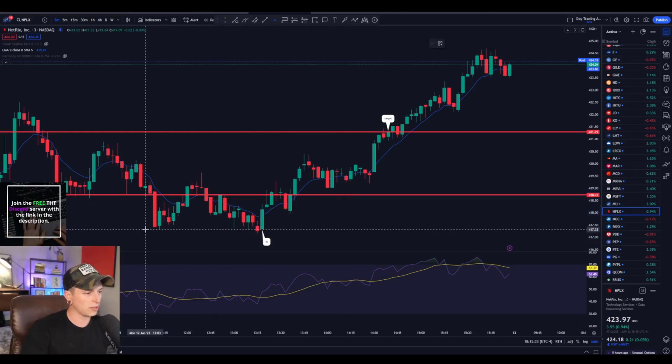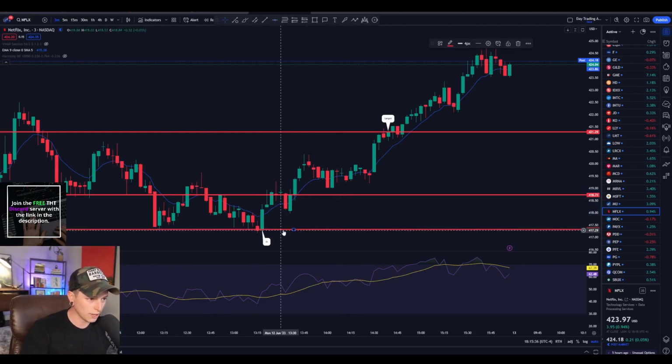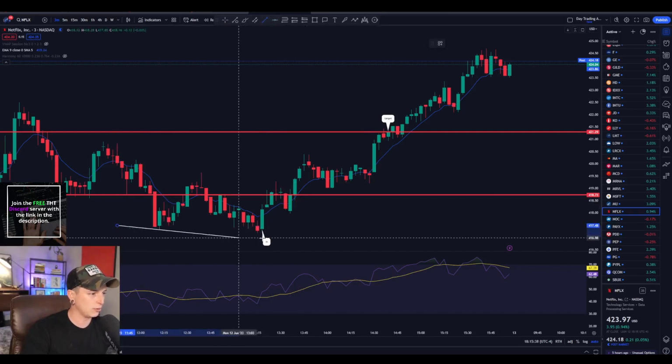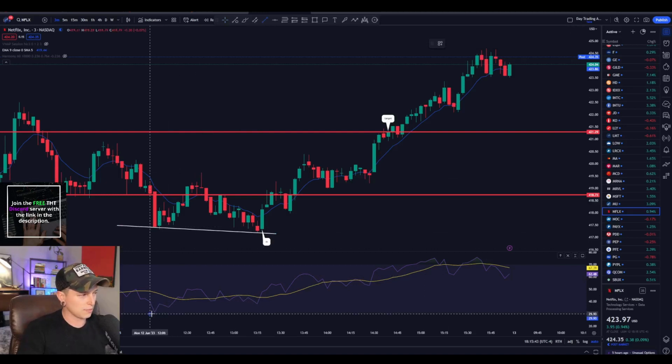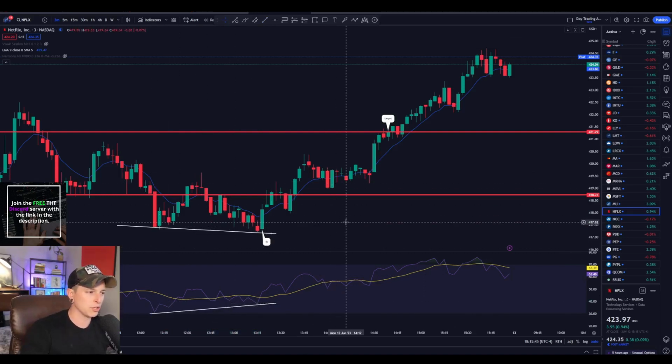We look like we're going to double bottom. We actually make a lower low here, so we can just say that is a lower low. And then look what happens. The RSI does not make a lower low. So the RSI actually makes a higher low, which is a bullish divergence.